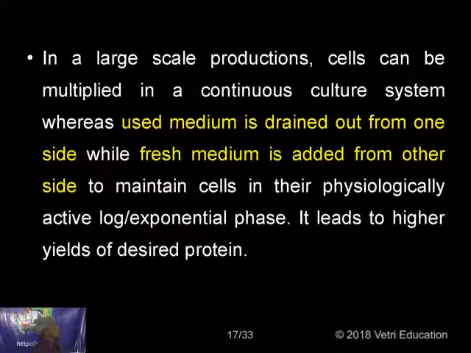In a large scale production, cells can be multiplied in a continuous culture system, whereas used medium is drained out from one side while fresh medium is added from the other side to maintain cells in their physiologically active or exponential phase. This leads to higher yields of a desired protein.